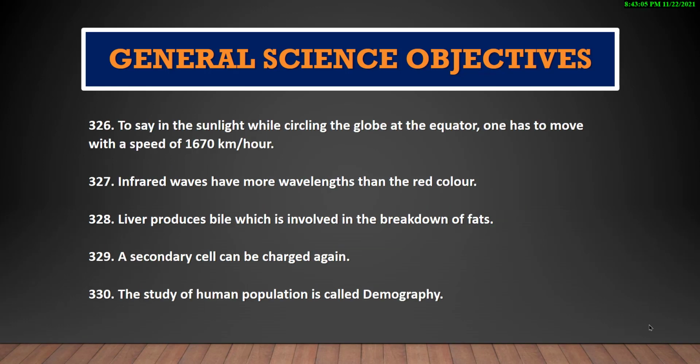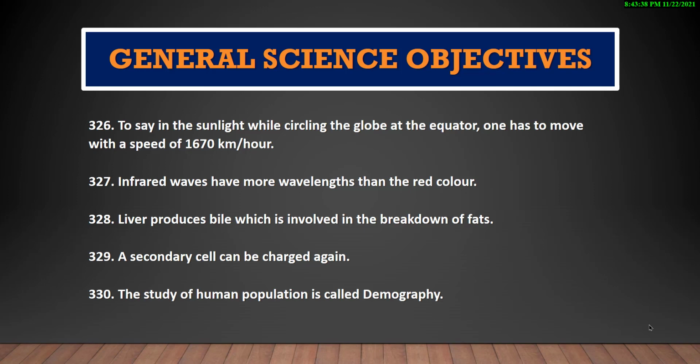To stay in the sunlight while circling the globe at the equator, one has to move with a speed of 1670 km per hour. Infrared waves have more wavelength than the red color. Liver produces bile, which is involved in the breakdown of fats. A secondary cell can be charged again.